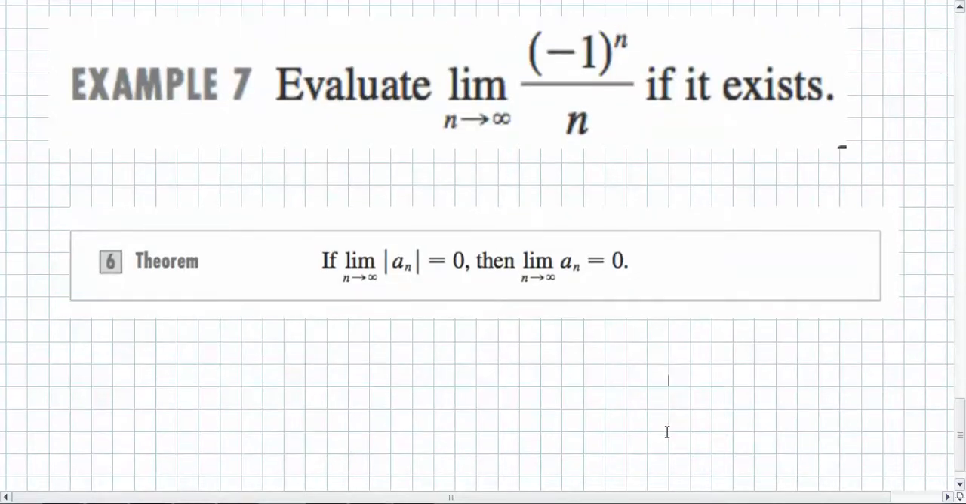If the absolute value goes to 0, then the limit of the function itself goes to 0. Exactly. So all you're doing is you can think of it as flipping that sign over. And if you flip it to the positive everywhere, you just have the limit as n goes to infinity of 1 over n. And what do we know that is? 0. That's where the backing comes from. You can use logic, but this is the theorem that gives you that ability.